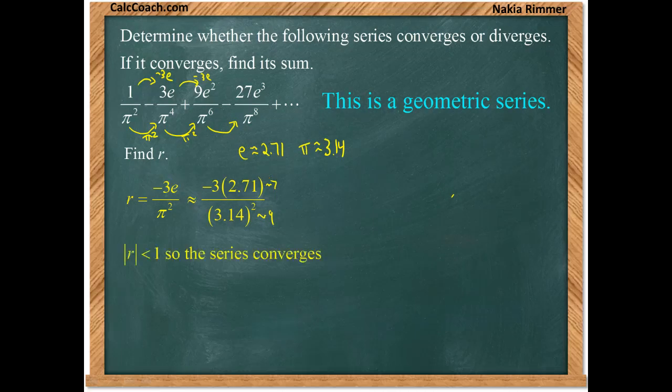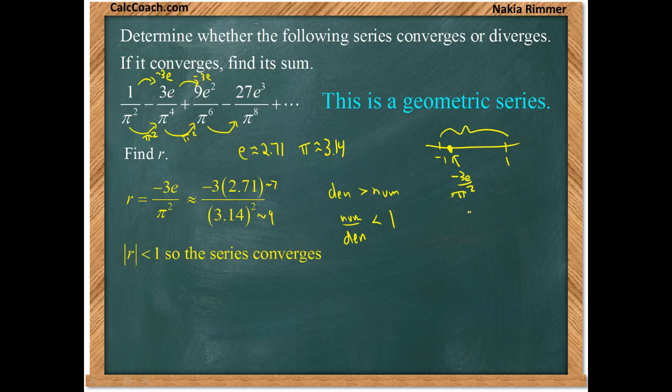Because the denominator is larger than the numerator, the whole fraction is less than 1. Then we just throw the absolute value around it because we need to know where we fall. And it turns out that for convergence we need to fall between negative 1 and 1. This value, negative 3e over pi squared, ends up somewhere right about here. So we converge. Great.